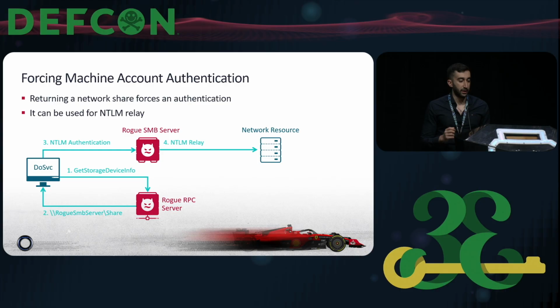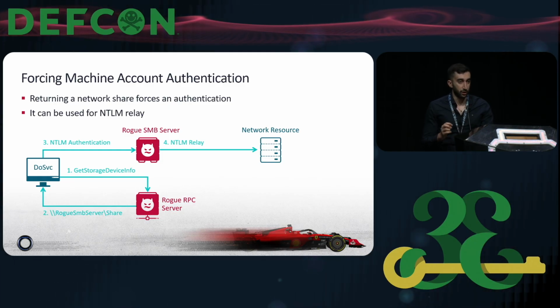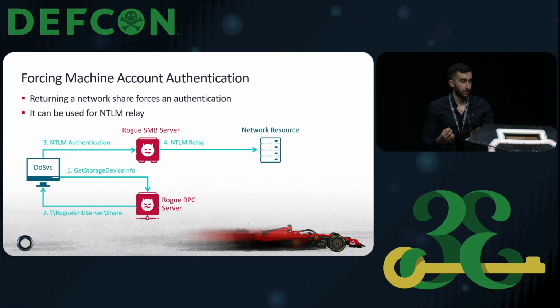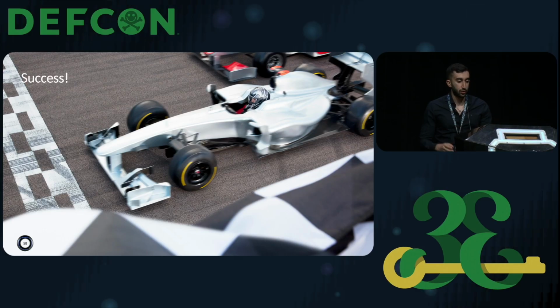Previously, I showed you my RPC server returned a network share of the C drive to the delivery optimization service. If I return a network share of an external server, the delivery optimization service will authenticate against it with the machine account credentials, and I'll be able to relay the NTLM authentication. We successfully crossed the security boundary and won the race.